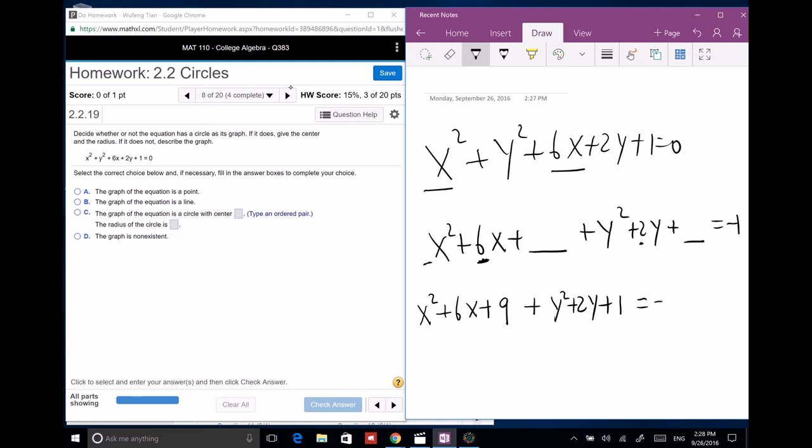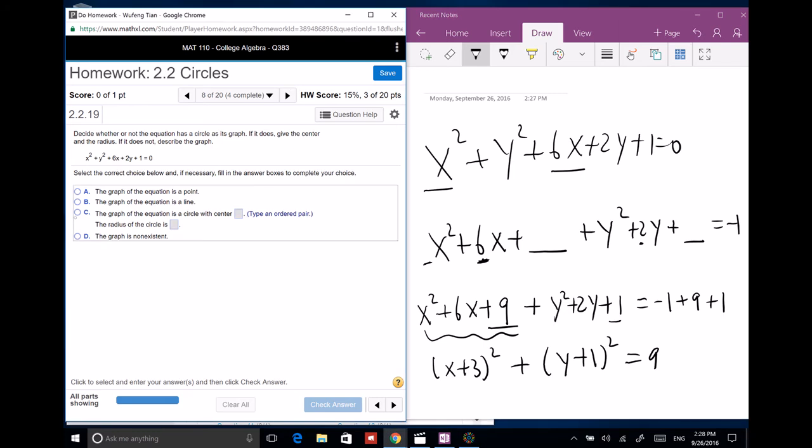Well, you're thinking, you add 9 here, so I have to do the same thing on the other side. You add 1 here, you have to add 1 on the other side as well, because you have to make this equation the same as the previous equation. So you add 9 on both sides. Well, this will give you a completed square form, and this will give you another completed square form, equals 9. So then it's going to be a circle. You can type in the center is (-3, -1). The radius is 3. Okay, next one.